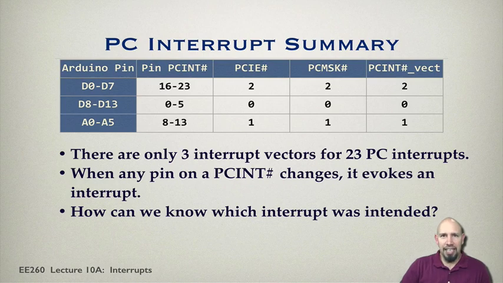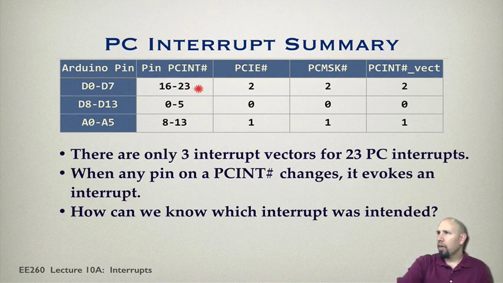When we saw that list of interrupts, you had reset, you had INT0, INT1, and so on, watchdog timer, all those different ones. If you notice, there were 3 PC ints. They're not INT0 or INT1, but 3 PCINT: PCINT0, PCINT1, and PCINT2. Those are the only 3 PC interrupt vectors for the Arduino. So there are 3 interrupt vectors, but 23 possible PC interrupts. Basically, when any pin on a PCINT number changes, it evokes an interrupt.